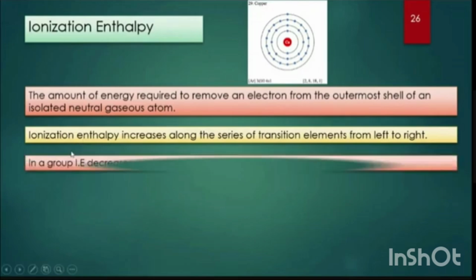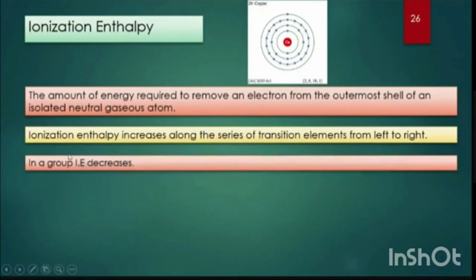What happens to ionization enthalpy down the group? Down the group ionization enthalpy decreases. This is because down the group atomic number increases, and the distance between the nucleus and the electrons present in the outermost shell keeps on increasing. Then it becomes very easy to remove an electron from the outermost shell of these elements. Hence, down the group ionization enthalpy decreases.